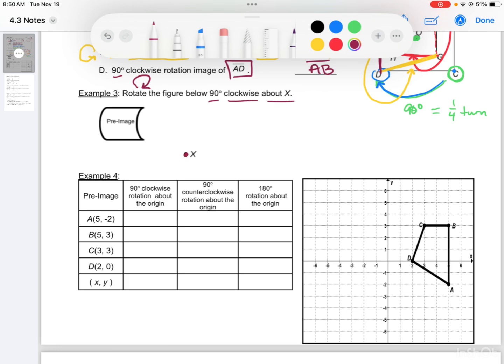For our third example, it says rotate this figure 90 degrees clockwise about X. So this point is central and fixed, meaning it's not moving. And so if we took our image and we took all the points, think about these corners as coordinates. If I had all of these on here, and we'll give ourselves a little reference here.